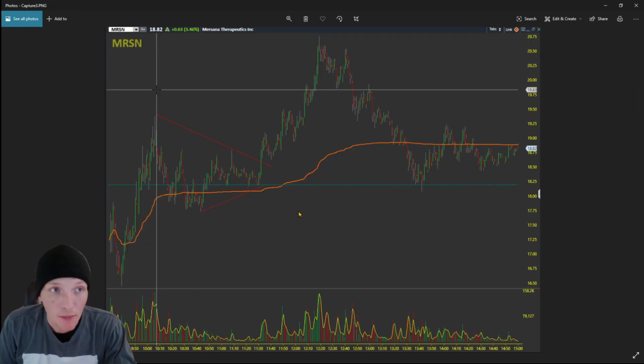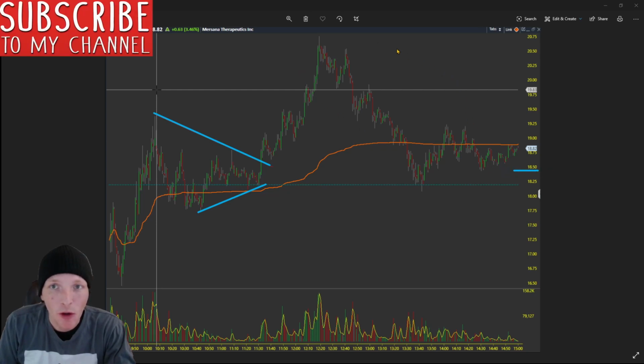Here's another example on MRSN. We have our wedge right here. Stock breaks out from the wedge from 18.50 and runs all the way up to 20.75, and then look, it slowly comes all the way back down and bounces right at the area it broke from on this wedge right here.